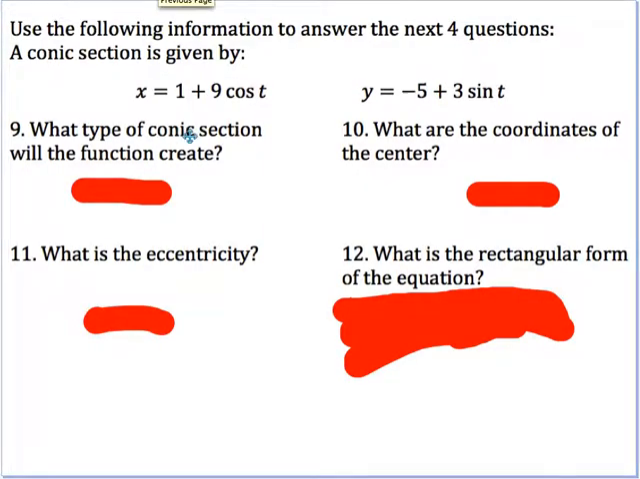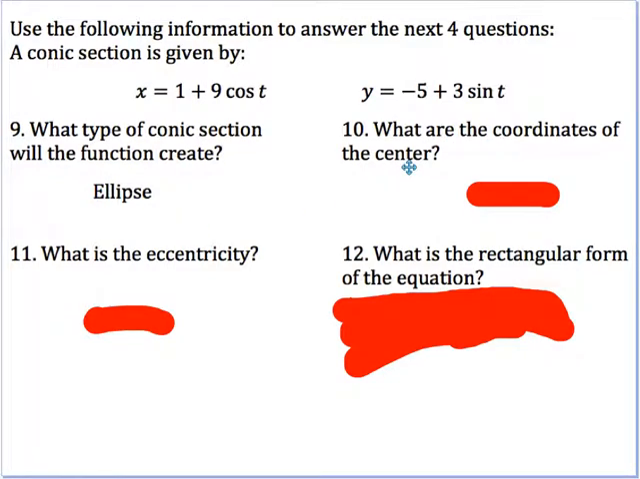Next one. Okay, so this is 4 different questions, all based on this parametric function. What type of conic section is it? Well, you have a cosine and sine, so it's either a circle or an ellipse. If this number is the same as this number, then it would be a circle, but because these 2 numbers are different, that means we have an ellipse.